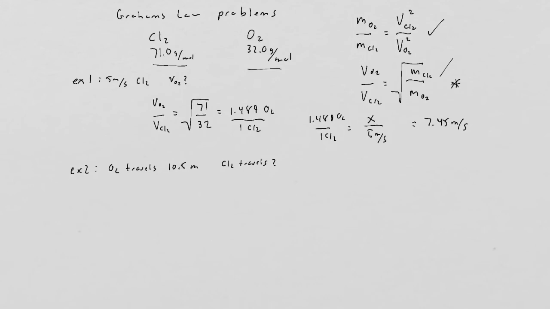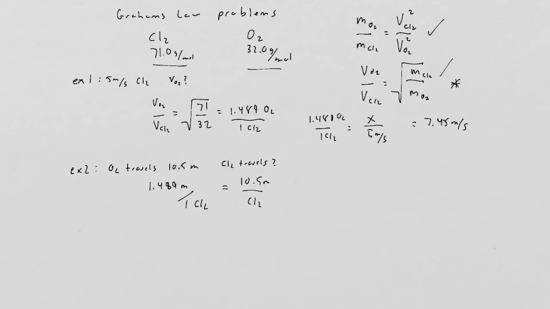Okay, example 2 would be one where you're given distance. And it's kind of the same exact thing. If oxygen travels 10.5 meters, how far is the chlorine going to travel? Well, we know that 1.489, I'll use that, I'm not doing sig figs obviously, meters for every 1 meter that the chlorine travels. I'll say that again. We know that oxygen is going to travel 1.49 meters for every 1 meter that chlorine travels. So if the oxygen travels 10.5 meters, how far is the chlorine going to travel?